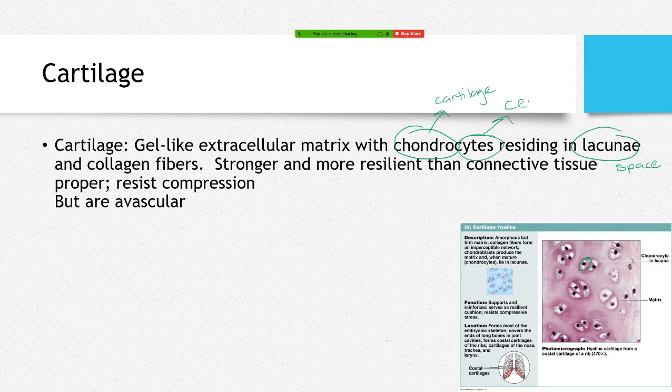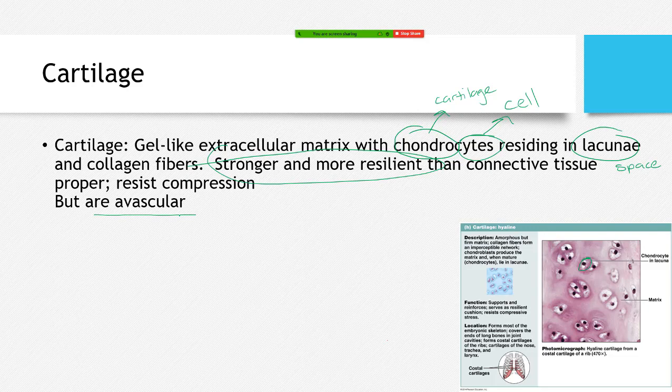Yeah, cytes means cell. Very good. So this is a cartilage cell. Once again, it's stronger and more resilient because it has a ground substance that is more solid now. However, due to it being more solid, it is avascular as well. Not only is it avascular, which means there's no blood vessels going to here.